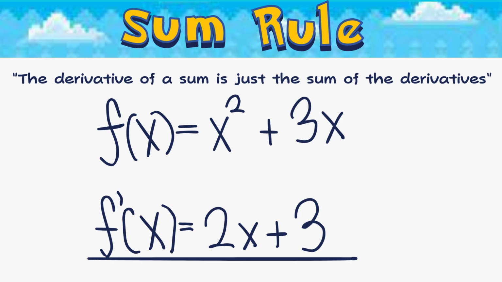So, for example, if f of x is equal to x squared plus 3x, then f prime of x is equal to 2x plus 3, because the derivative of x squared is 2x and the derivative of 3x is 3. Now, let's move on to the next rule.